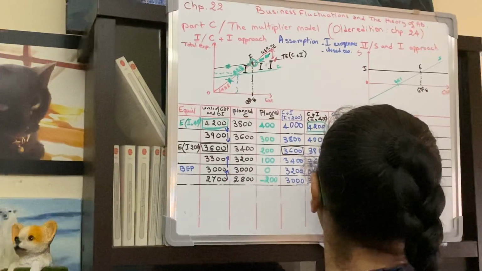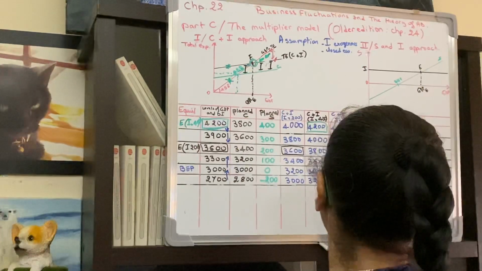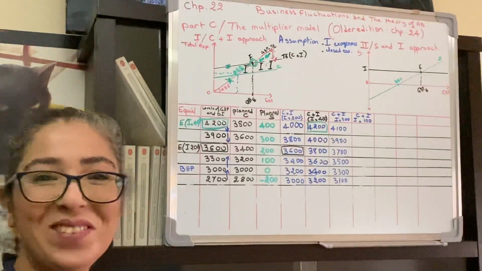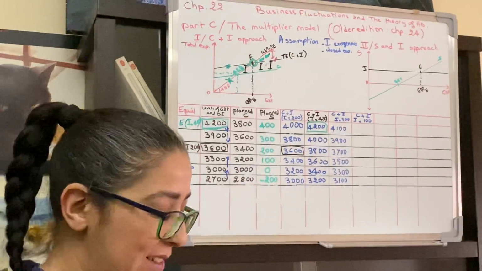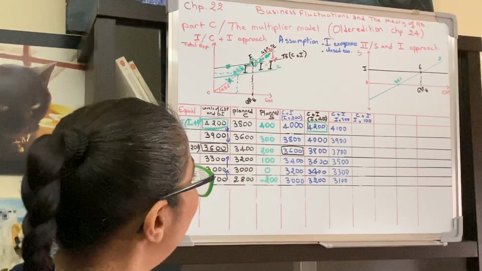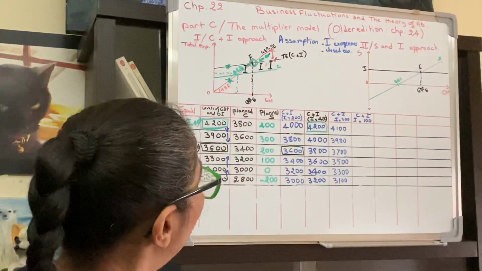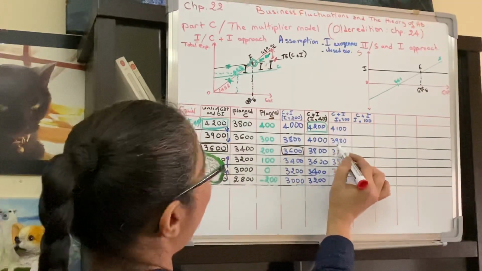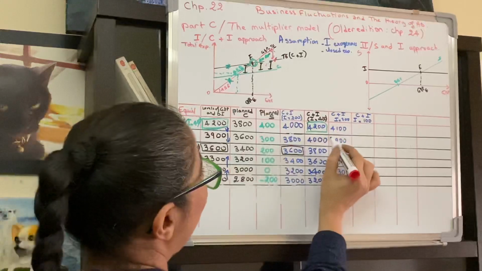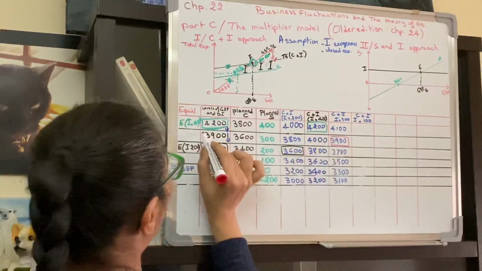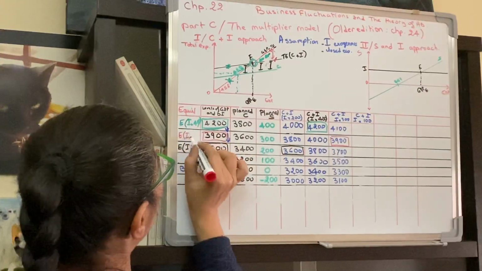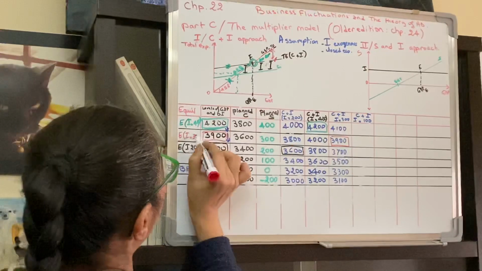Oops, what's in here? Are you done? Yes, you're done? Okay. What's the equilibrium, guys? I don't know. I'm going to check it. So, do I have it? Here, 3,900, 3,900. That is my equilibrium. Okay? So equilibrium when my investment is equal to 300.